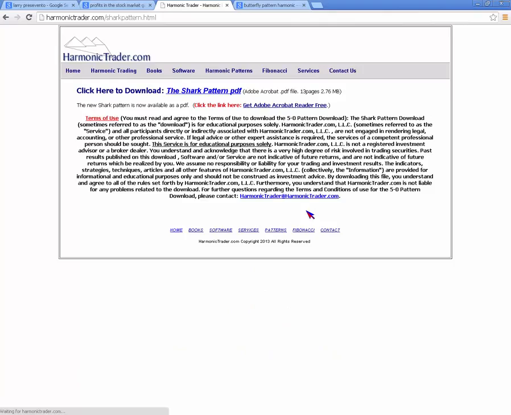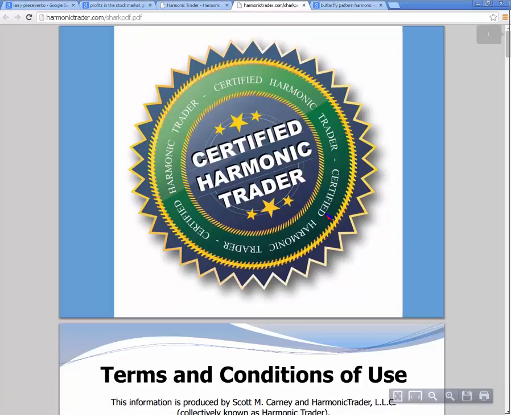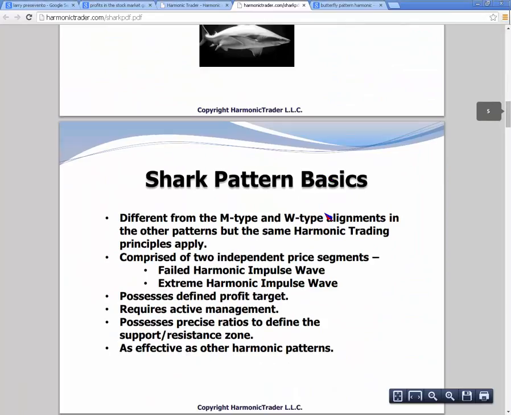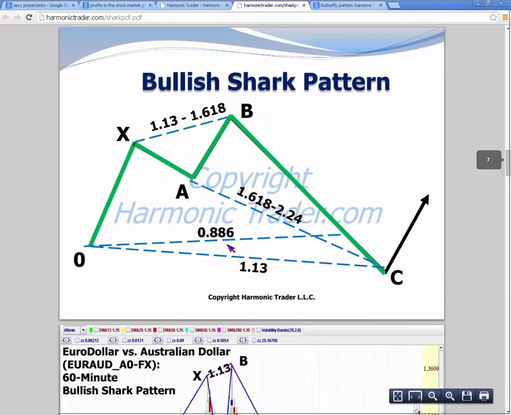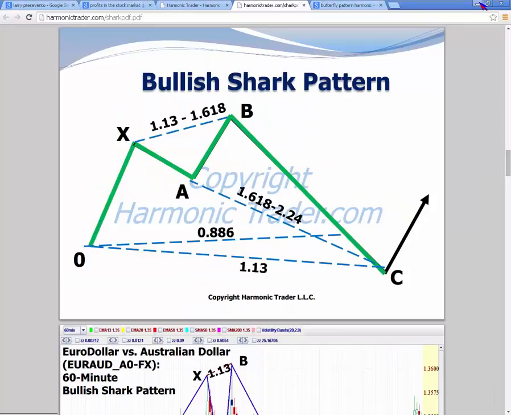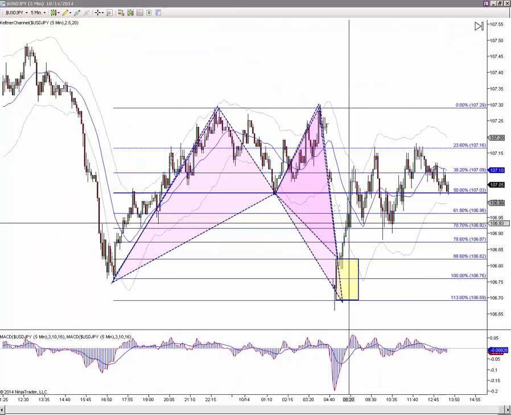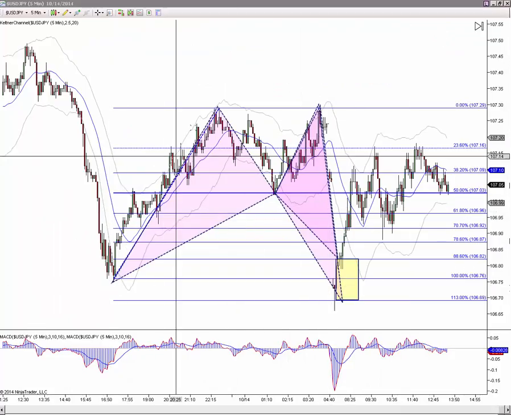Then you have the shark pattern, which I do a lot with. I love the shark pattern. This is actually my favorite pattern. All right, this pattern right here is essentially, and I'll go through that with you in a moment, this. Okay? This is your shark pattern.